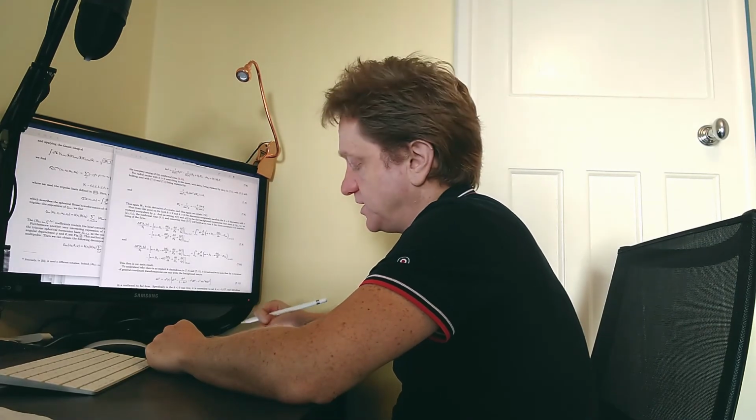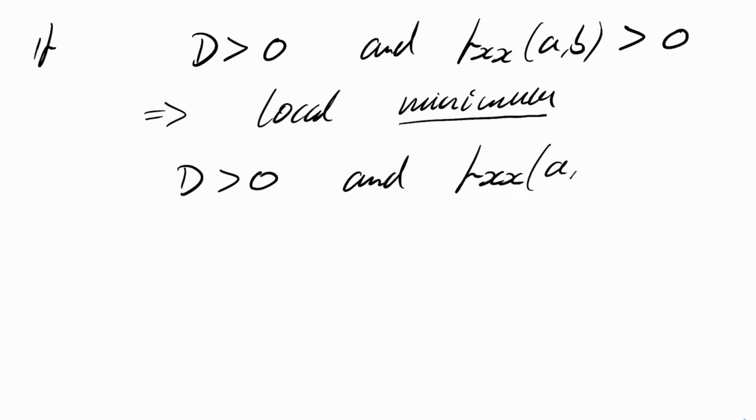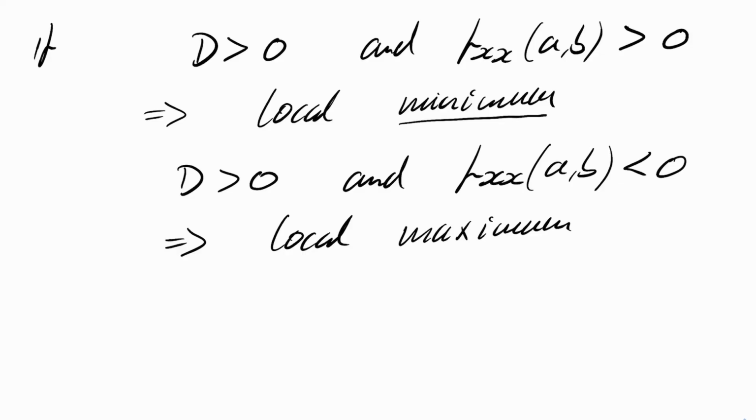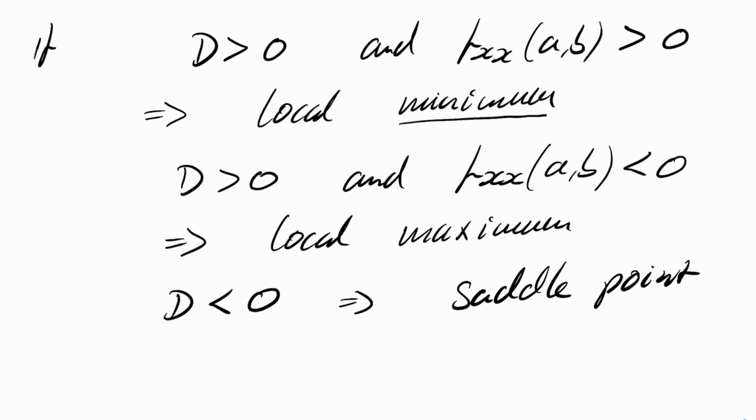What does this tell us about critical points? There's a rule for using it. If D is positive, and either the second derivative with respect to x or the second derivative with respect to y is positive, then we have a local minimum. If D is positive and the second derivative with respect to x or the second derivative with respect to y is negative, then we have a local maximum. And the third possibility is D less than 0, and this is then a saddle point, like we saw before. If D is 0, there's no information from this test. Let's have a go at an example with this in action.